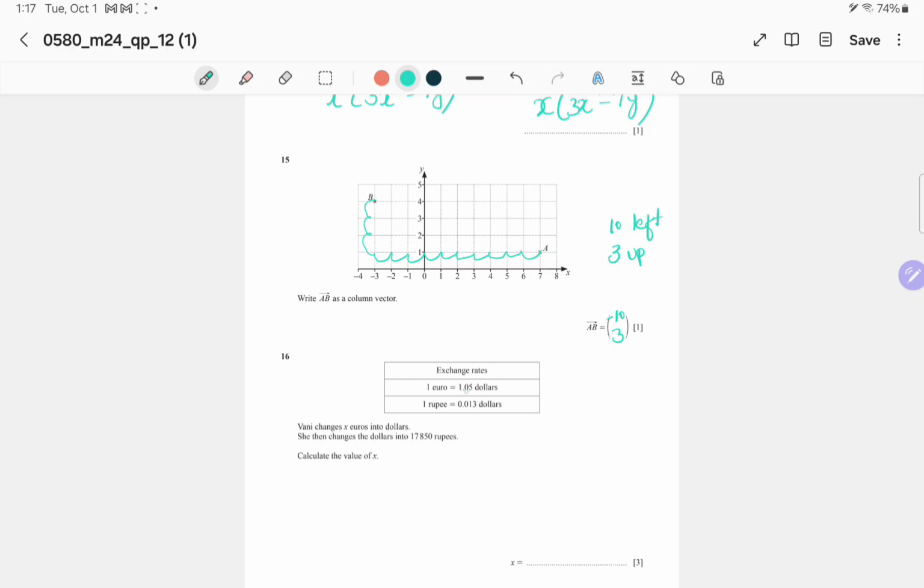The 16th question, exchange rates. Please be careful in this question. 1 euro is equal to $1.05, and 1 rupee is $0.013. Vani exchanges X euros into dollars and she then changes the dollars into 17,850 rupees. So 1 euro is equal to $1.05, and she exchanges X euros.